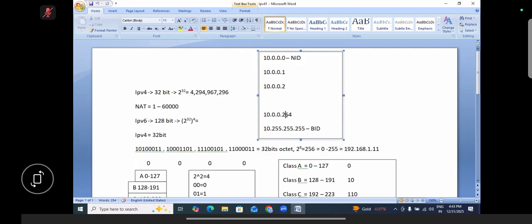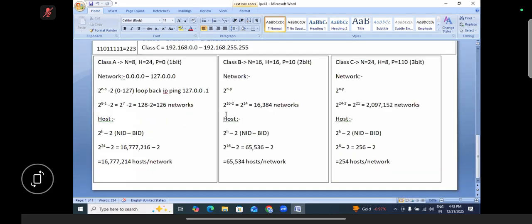Only valid IP addresses we are going to assign for hosts. We are not going to assign the network ID. We are not going to assign the broadcast ID. So that's fine. We'll have minus 2 here.